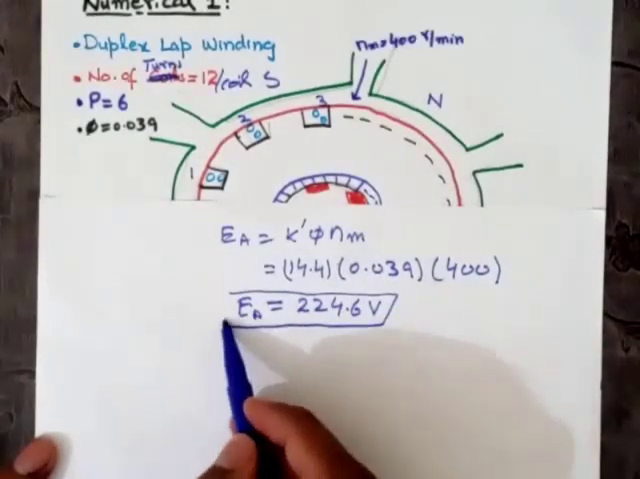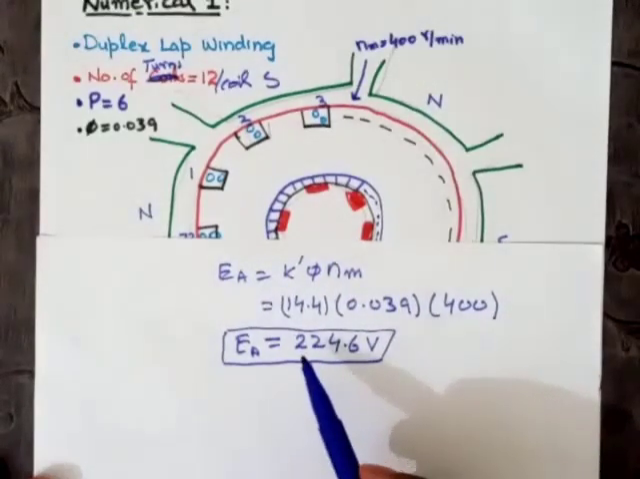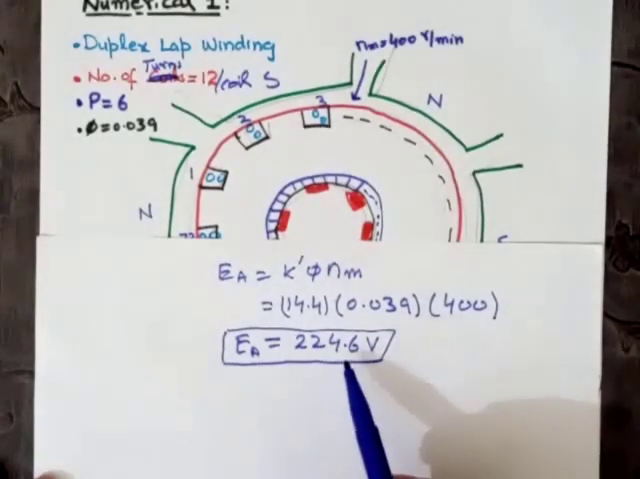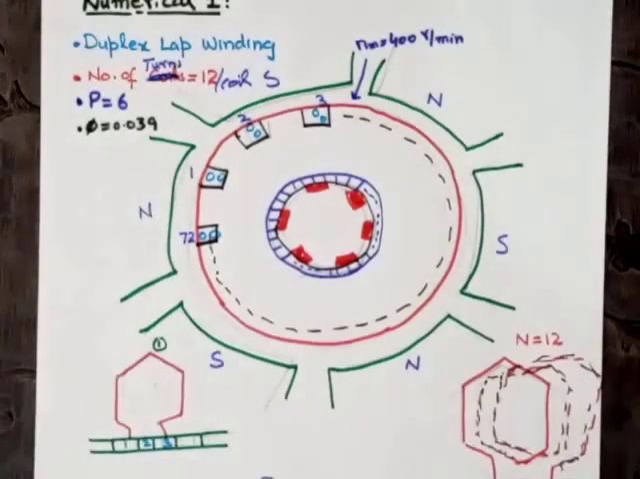This is the value of the induced voltage in case of real machines. EA is equal to 224.6 volt. This is the numerical number 1.